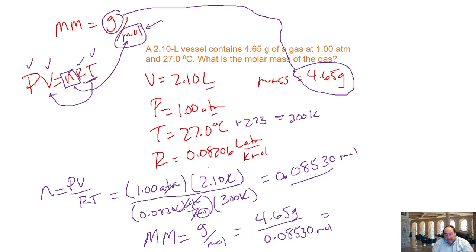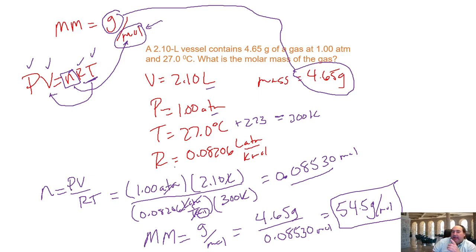That gives us 4.65 divided by 0.08530. Going to give us about a 54.5 grams per mole, which is our molar mass of our gas.